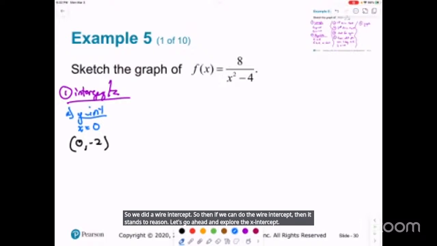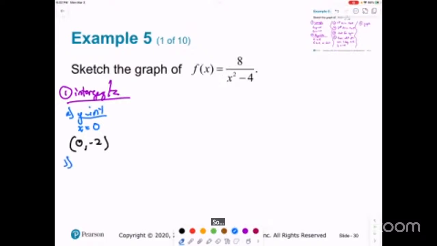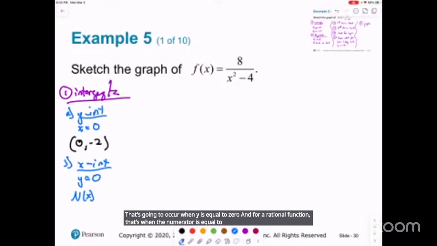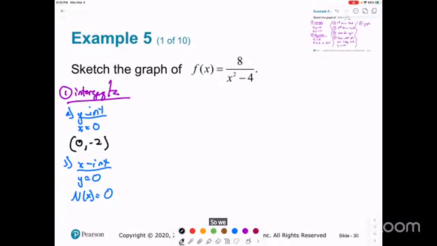So for the x-intercept, that's going to occur when y is equal to 0. And for a rational function, that's when the numerator is equal to 0, right? So this numerator will never be 0, so there's no x-intercept. So we got no x-intercept there. Okay, so those are our intercepts.